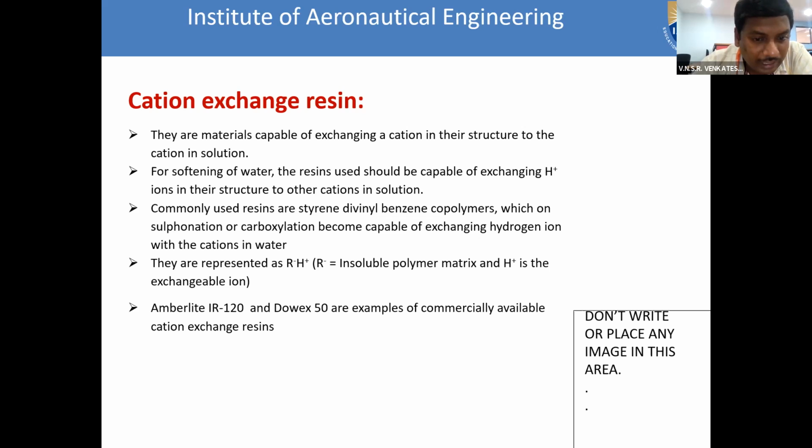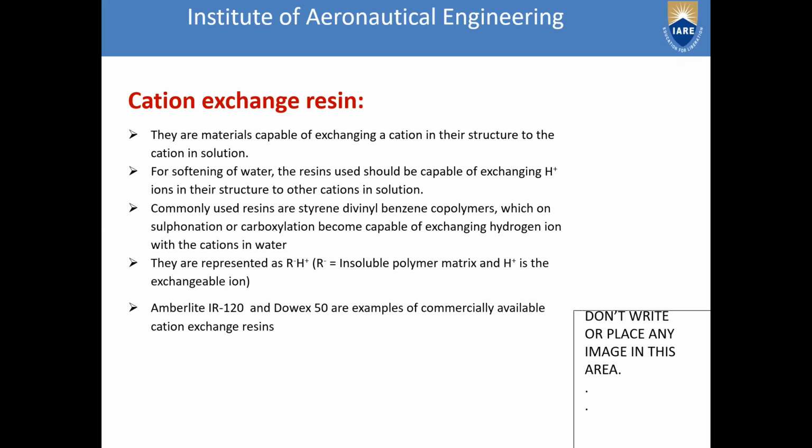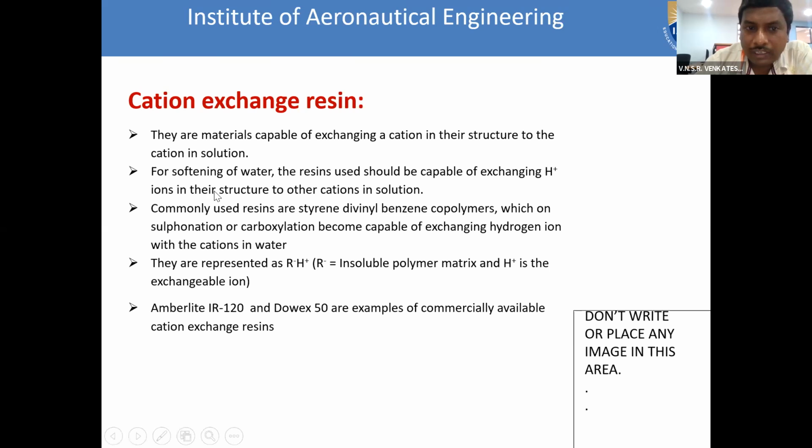Tell me, what are the ions causing cationic hardness? Ca2+ and Mg2+. Very good. So for softening of water, the resins used should be capable of exchanging H+ ions in their structure for other cations in the solution. As I said previously, it is the resin's ability to exchange the cations. Those cations are exchanged by H+ ions, and these H+ ions are linked with the resin.